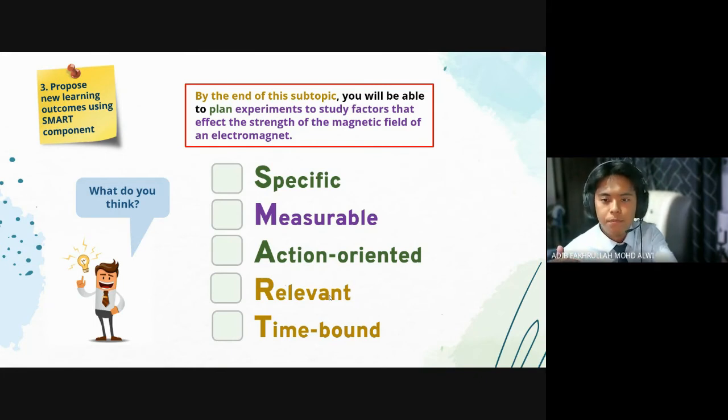Okay, is it specific or not? Check the action verb. Yes, it has an action verb, which is plan. Is it specific? Is it clearly stated what you will be able to do? Yes, to plan experiments to study factors that affect the strength of the magnetic field. So it is measurable? Yes, we can measure this.